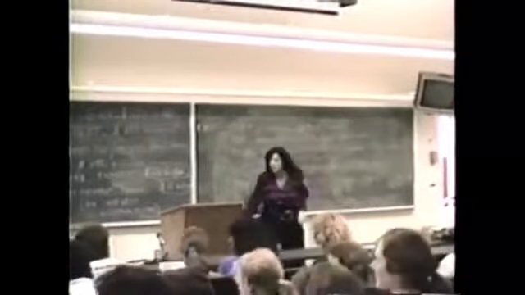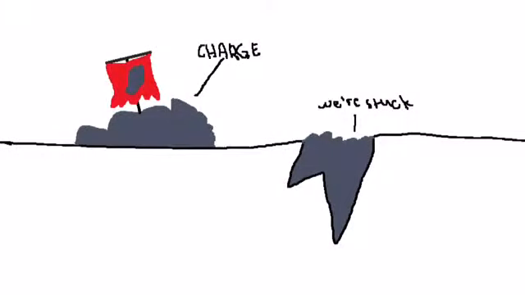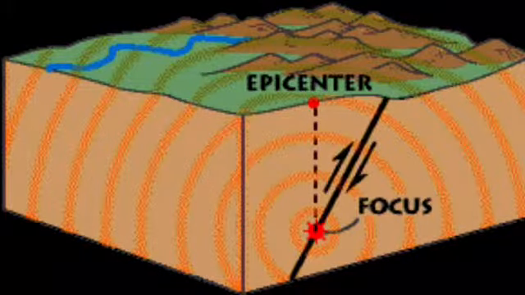During the earthquake and afterwards, the plates or blocks of rock start moving, and they continue to move until they get stuck again. The spot on the ground where the rock breaks is called the focus of the earthquake. The place right above the focus is called the epicenter of the earthquake.